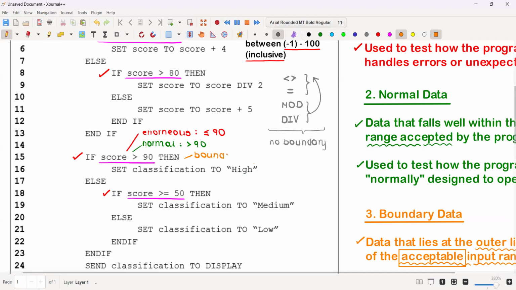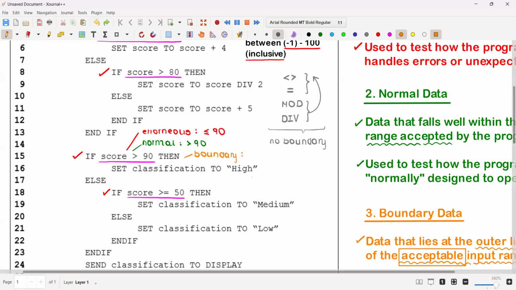Because it's greater than, the lowest accepted value is 90. So that's our boundary. There you go. It's very similar to what we did with 80. Sorry, my bad, I made a small mistake. Here it's supposed to be 91, right? The boundary is 91 because that's the smallest accepted value.